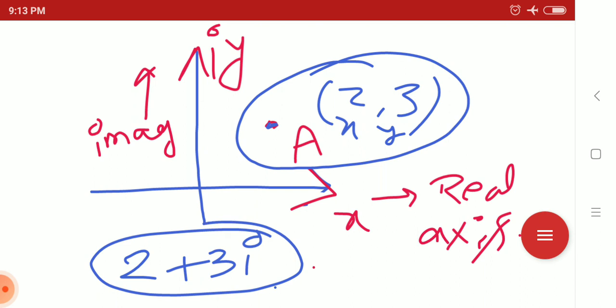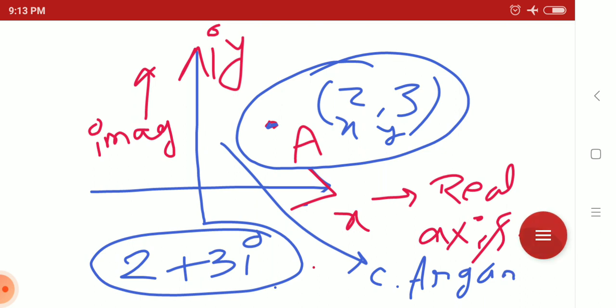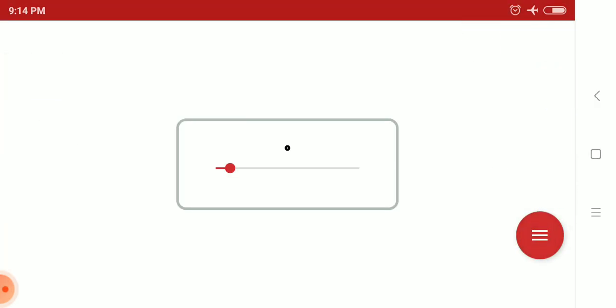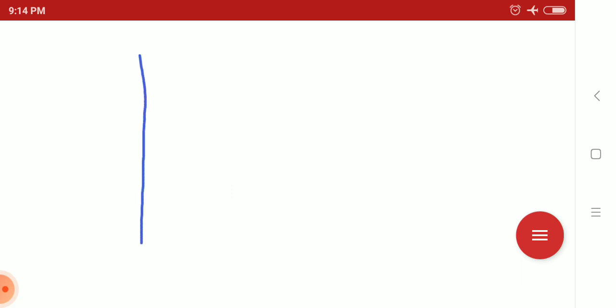Actually, this is not the real xy plane. This is the complex Argand plane. Let us show you some important things about this complex Argand plane. We know that, first, write the coordinate.